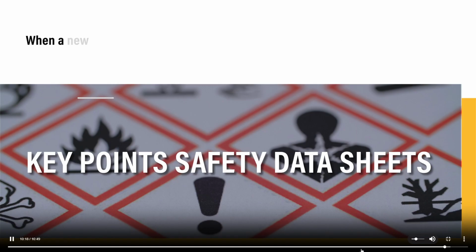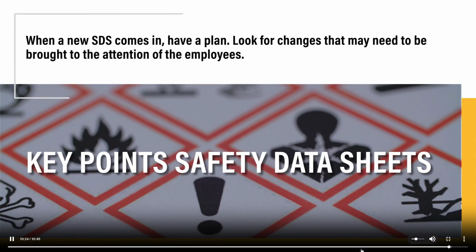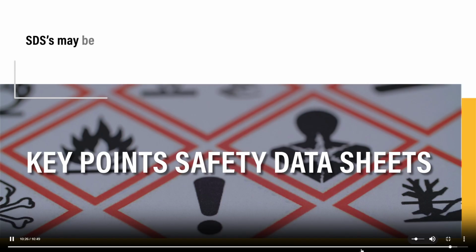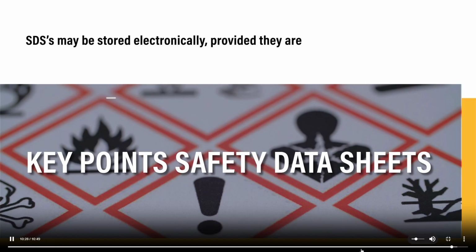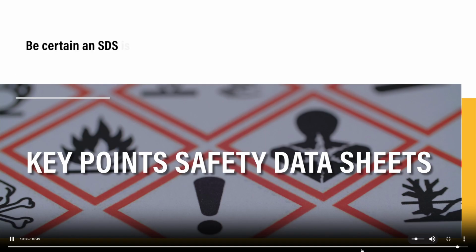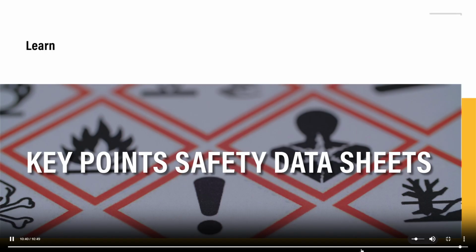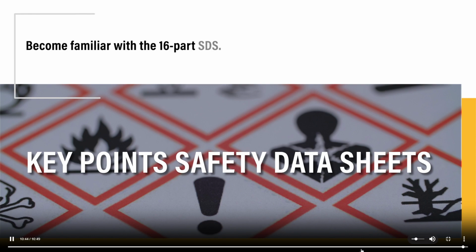When a new safety data sheet comes in, have a plan. Look for changes that may need to be brought to the attention of the employees. Safety data sheets may be stored electronically, provided they are accessible to all employees. However, it is recommended that there is a paper set. Be certain a safety data sheet is available for a chemical before you work with it. Learn the pictograms. Become familiar with the 16-part safety data sheet.